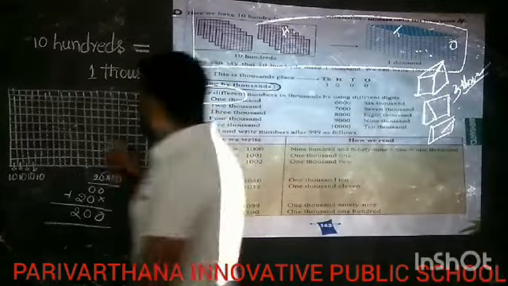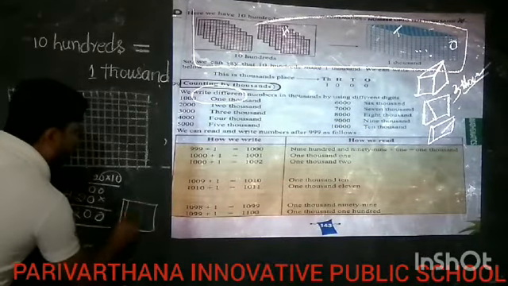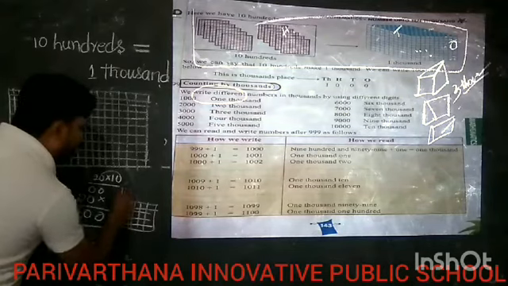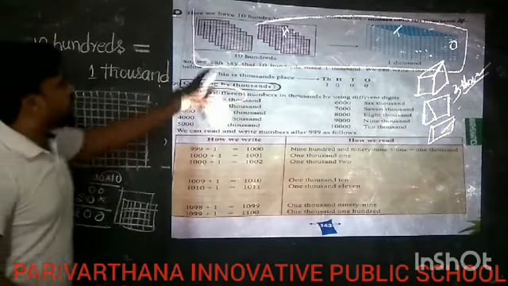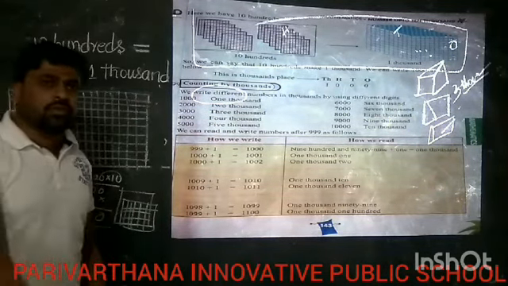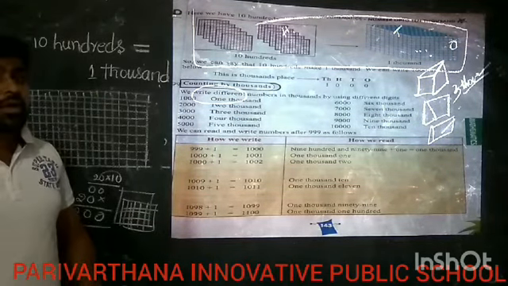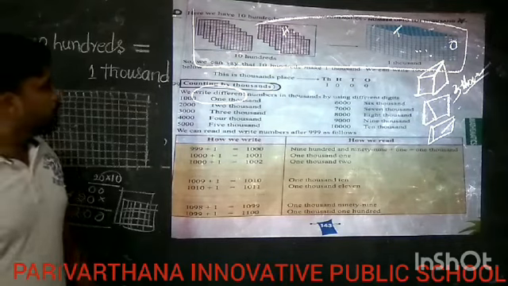If one square is given, it means 100. If two are given, it means 200. Three given means 300. Four given means 400. Ten given means 1,000. Like that, you have to count. Clear? Now next.